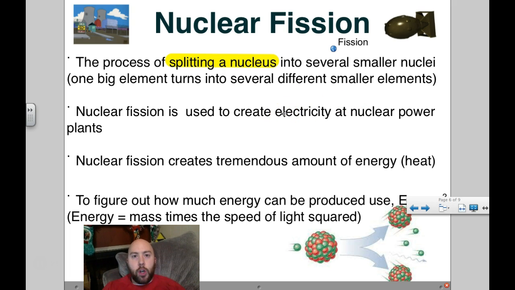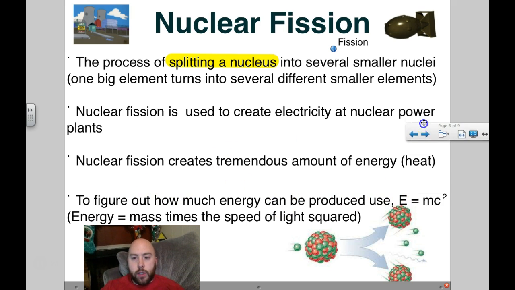This goes back to when we talked about conservation of energy, how nuclear rods boil water and create thermal energy. Those nuclear rods are undergoing nuclear fission. Those rods are radioactive. To figure out how much energy is produced, that's where Einstein's equation E equals mc squared comes in. As long as we know the mass of that object, we can multiply that by the speed of light squared, and that can tell us how much energy is released.